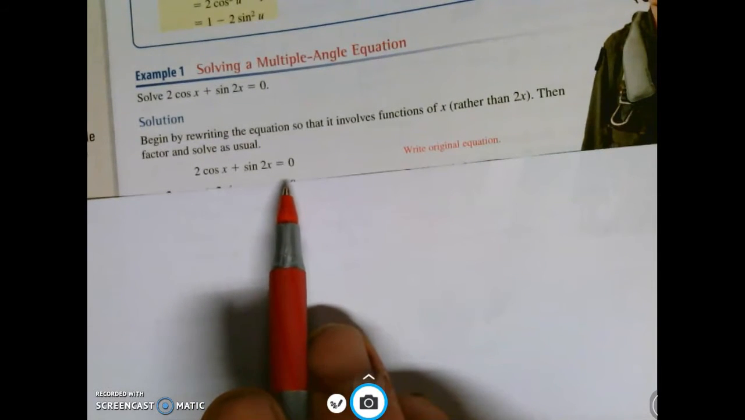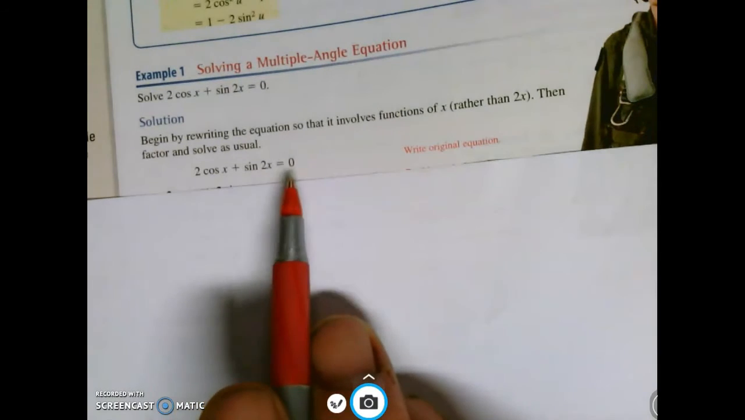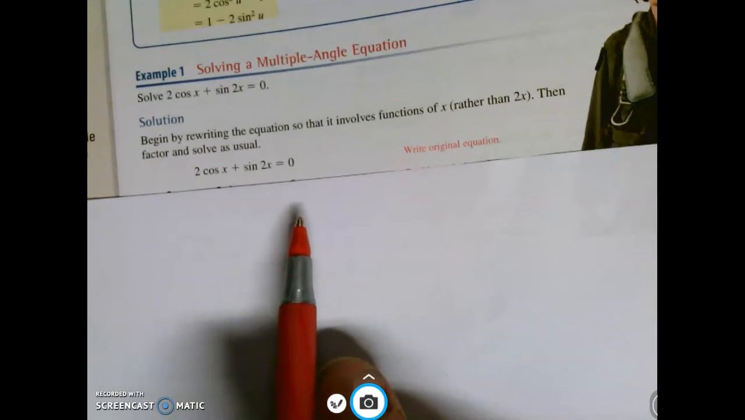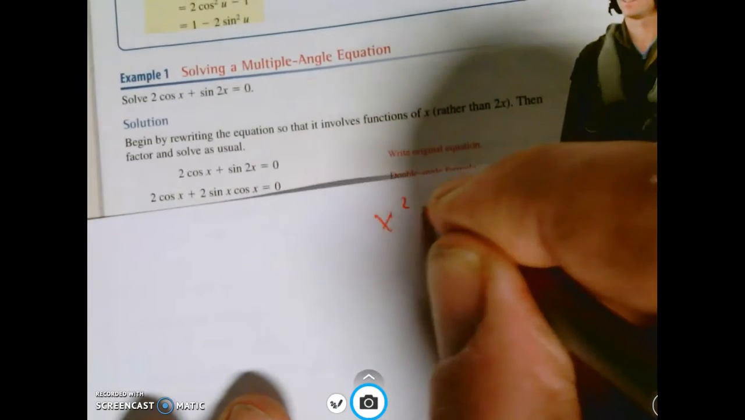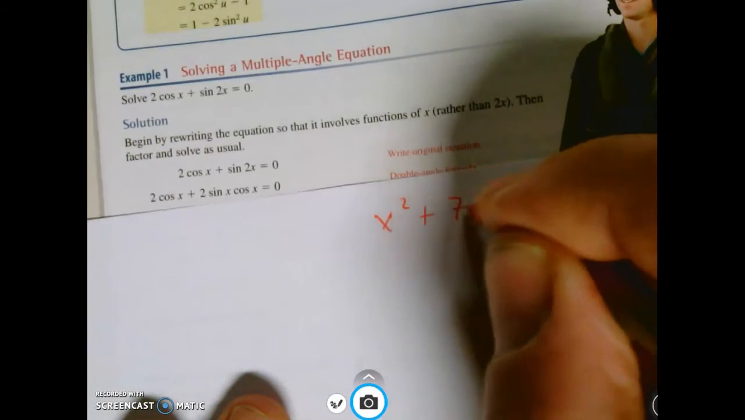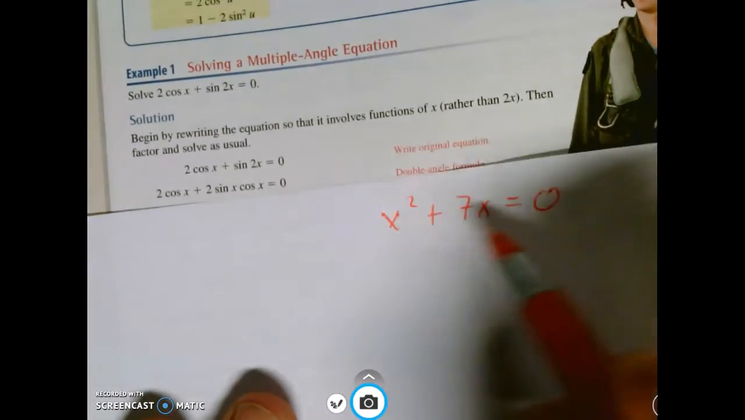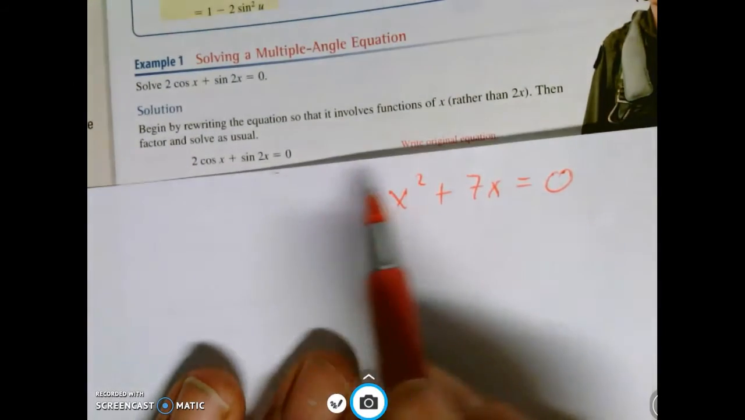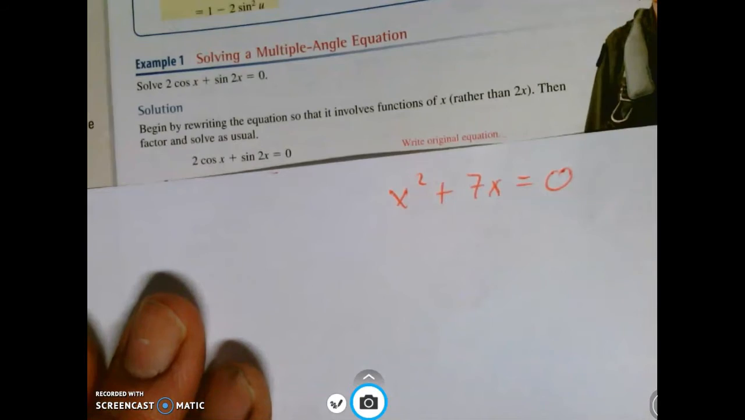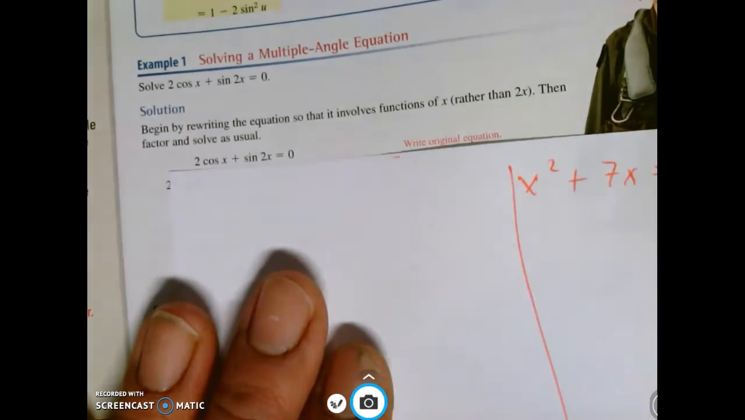Now, if you don't recall it, anytime you have x's and x's and you have a 0, a lot of times factoring is going to be one of your options. It's kind of like if you had x squared plus 7x equals 0. Factoring is your option. We don't have x squared here, but we have 2 x's and they can't be combined because one's sine, one cosine. Key thing there, they cannot be combined.